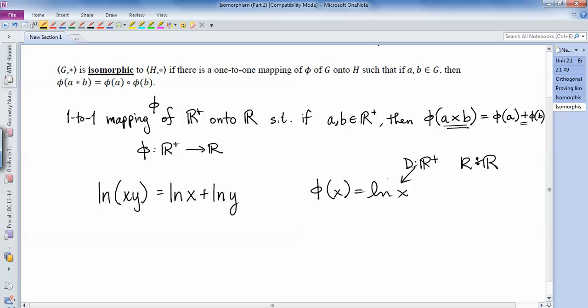And ln of x is a one-to-one function, and it passes the horizontal and the vertical line tests, so both the function and its inverse are functions. It goes directly from all positive real numbers onto all real numbers. It covers all the real numbers because this keeps going up higher and higher, and this goes all the way to negative infinity.